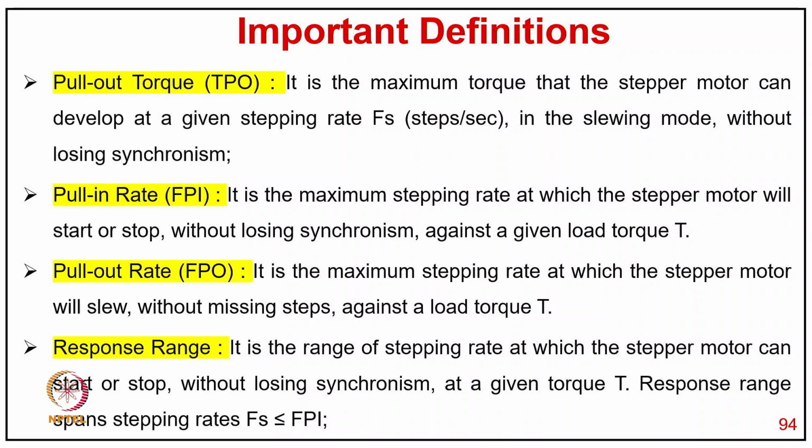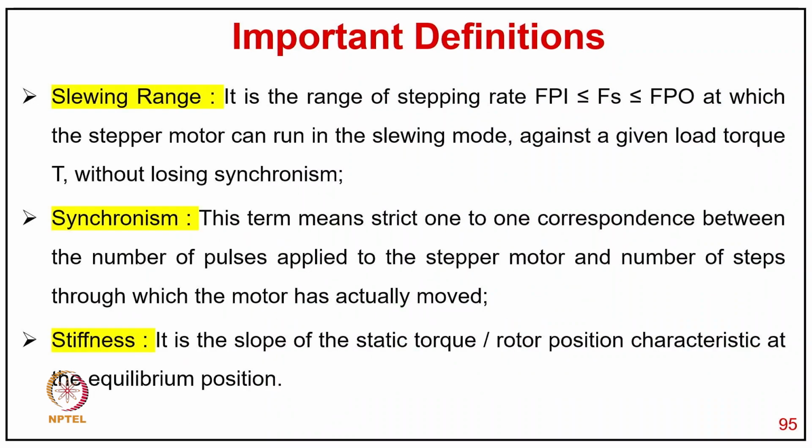And pull-in rate, it is the maximum stepping rate at which the stepper motor will start and stop without losing synchronism against a given load torque T. Pull-out rate FPO, it is the maximum stepping rate at which the stepper motor will slew without missing steps against a load torque T. The response range, it is the range of stepping rate at which the stepper motor can start or stop without losing synchronism at a given torque T, and the response spans step rate Fs less than FPI.